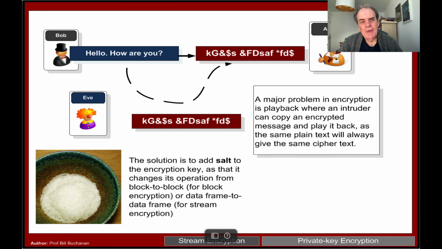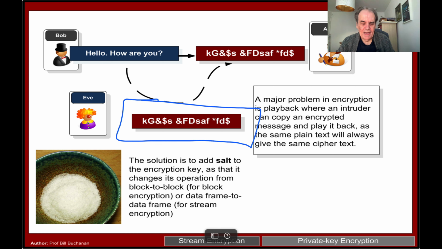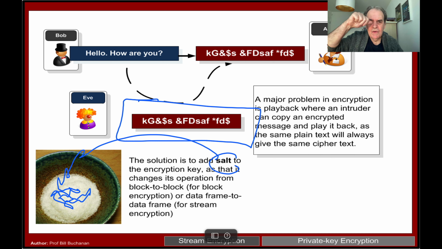So one problem that we have now is that Eve could obviously do a playback attack on the cipher. So she could copy and paste the ciphers together to create a perfectly valid message. So the way that we make sure that the encryption always changes is to use a salt value when we're doing our block encryption.